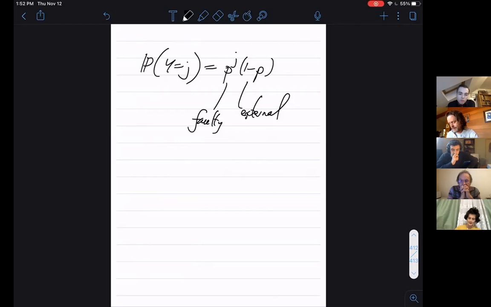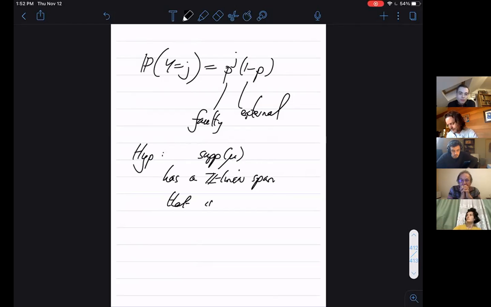So the assumption, the hypothesis, is that the support of mu has a Z-linear span that is dense in the real line, okay? So that's the standing assumption of all this.